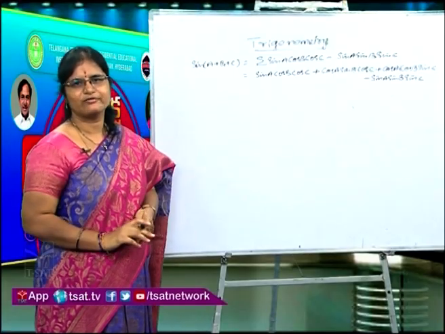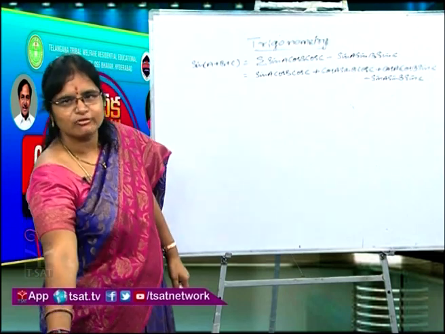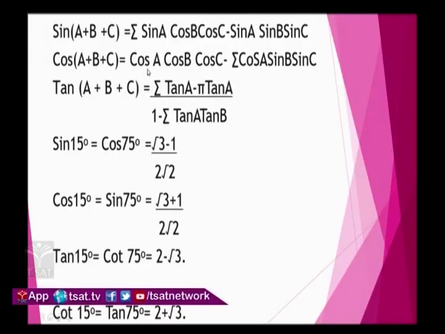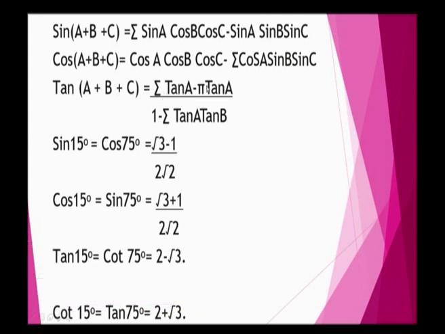Even we can write for cos of a plus b plus c, let us see the formula. Cos of a plus b plus c equals cos a cos b cos c minus summation cos a sin b sin c. Here cos will rotate, children, okay. Summation means it will rotate. Next, tan of a plus b plus c equals sigma tan a minus pi. Pi means product, children. Summation means plus. So, tan a plus tan b plus tan c minus tan a into tan b into tan c, by 1 minus sigma, again summation. So, 1 minus tan a tan b minus tan b tan c minus tan c tan a. So, these are not so important.